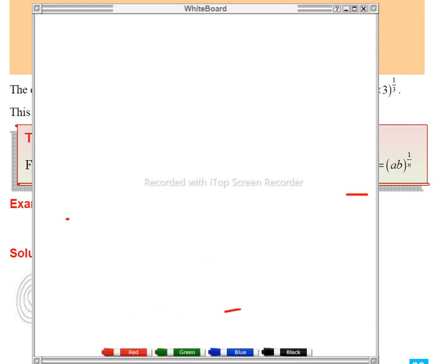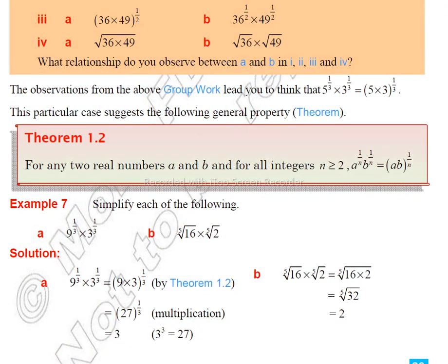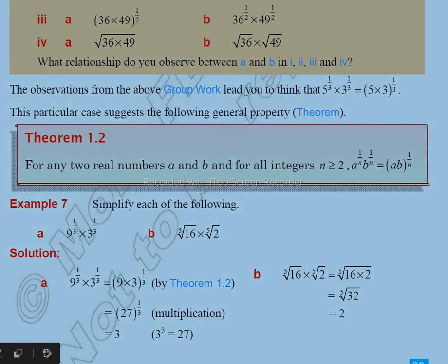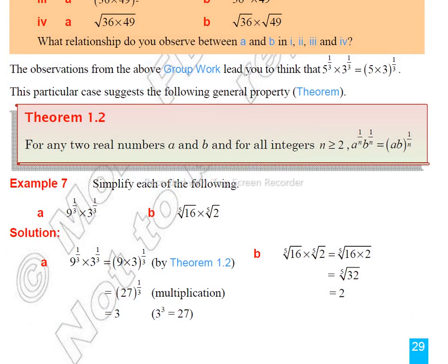So in general, A to the power of 1 over n times B to the power of 1 over n, if n is greater than 2, we can take the common power and write it under one power like this in general. So let us do this example.